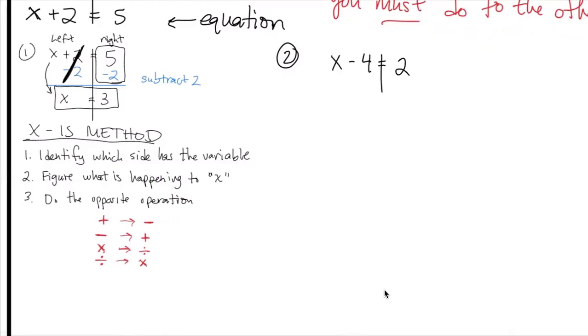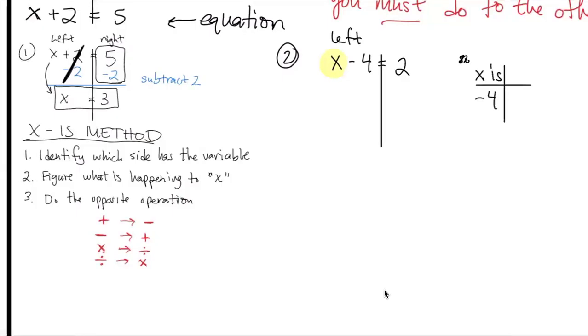First thing we're going to do, draw a line down the equal sign, split it up into 2 sides. Step number one here, identify which side has the variable. Well, the variable is over here. This is going to be on my left side. So there's the variable. I'm going to highlight it so that you can see it. Now, number two, figure out what is happening to x. Here on the side, we're going to write our X is table. This is a little X is table, so we can figure out what's happening to x.